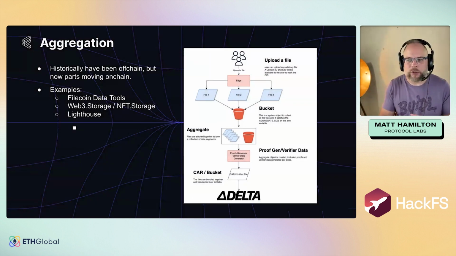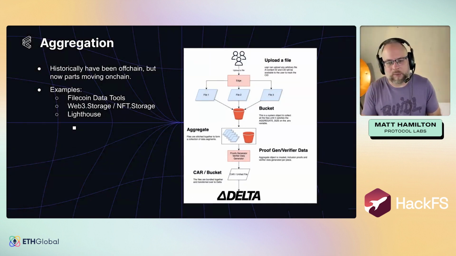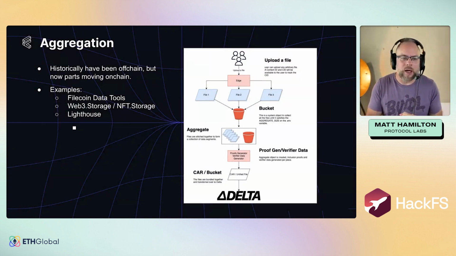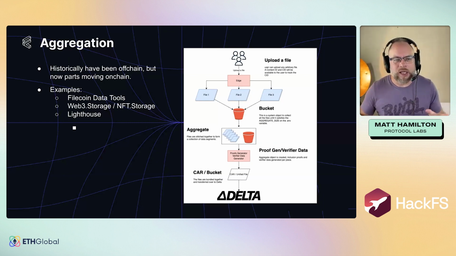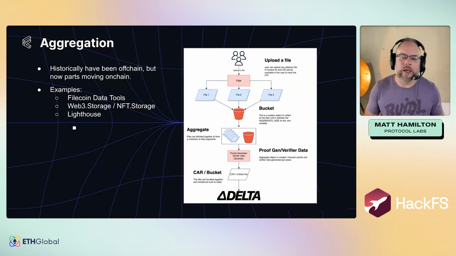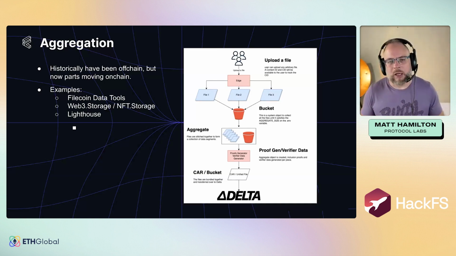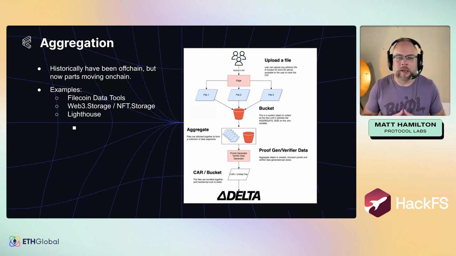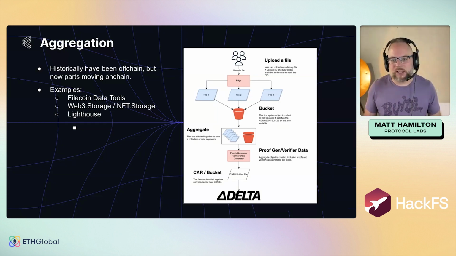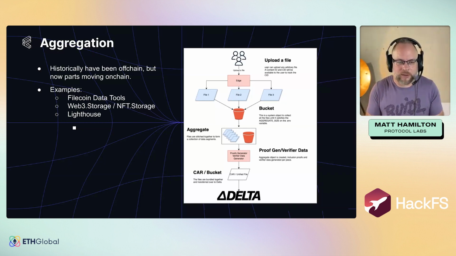So with aggregation, this is a diagram done by the Filecoin Data Tools team. It shows you a bit about aggregation. Historically, aggregation has happened off-chain. So services like Estuary, Web3 storage, Lighthouse have typically been off-chain, but a number of parts of that now, as a result of FVM, are able to move on-chain. So Filecoin Data Tools here, I'm going to show you how you can access that from on-chain.